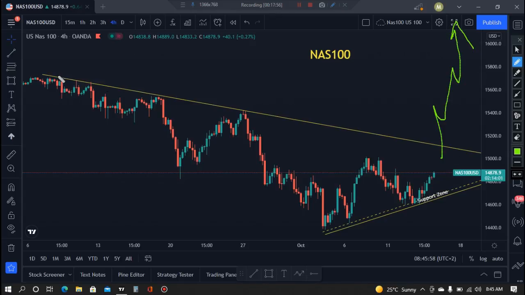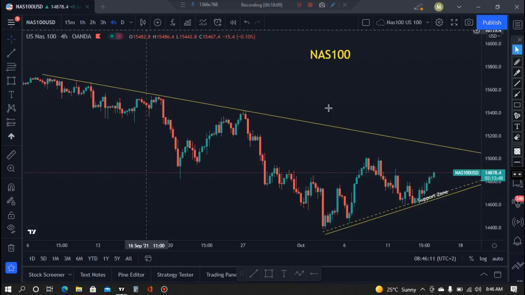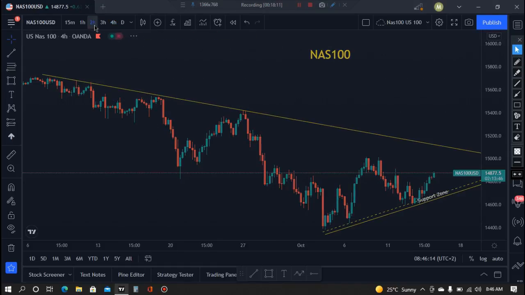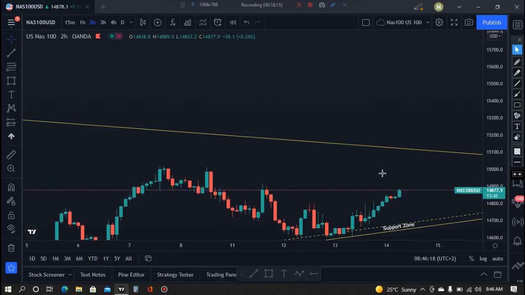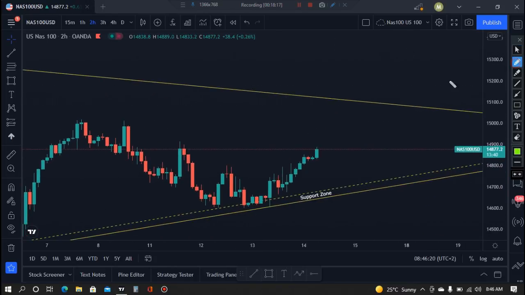But at the moment, the market has still respected that. Until the market breaks this area, we're going to see a different story. But remember, I'm talking about the 4-hour time frame. On a smaller time frame, we are still bullish. We're still pushing. There are still a few pips that we can push up to this area.